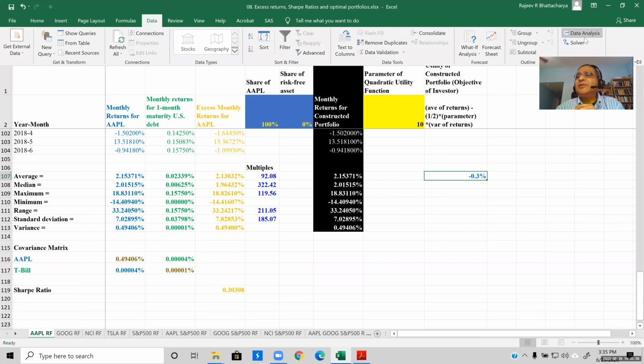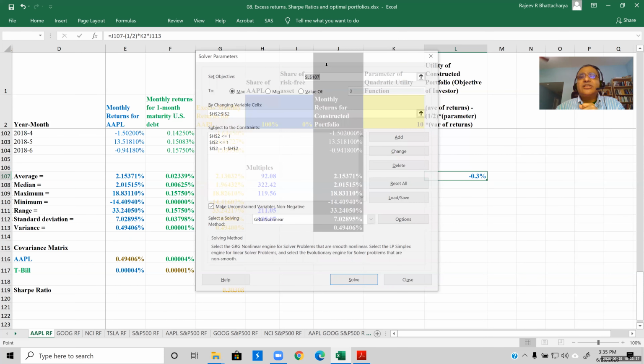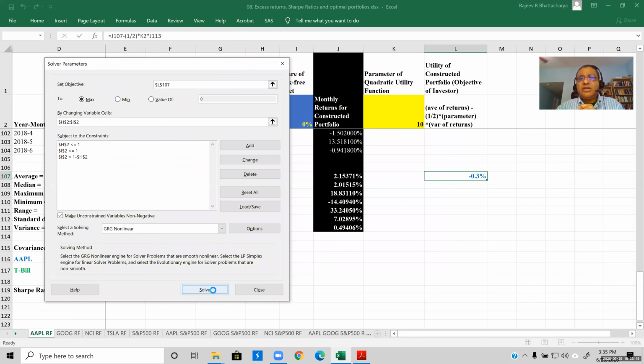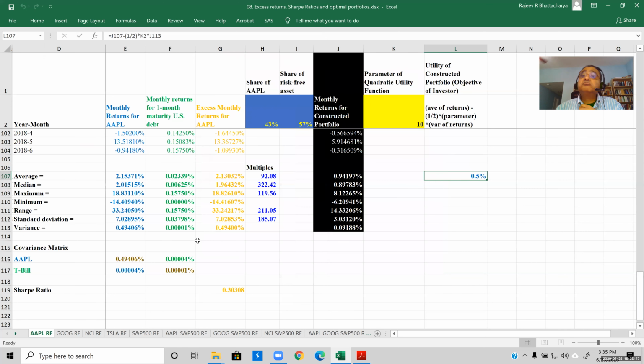Going back to our data, go to Solver. And once again, our objective is to maximize L107 by changing variables H2 through I2, subject to all those constraints. Solve. Now it has changed. The parameter of the quadratic utility function is 10. You're a much more risk averse investor, in which case you only put 43% of your money on Apple and 57% of your money on the risk-free asset.